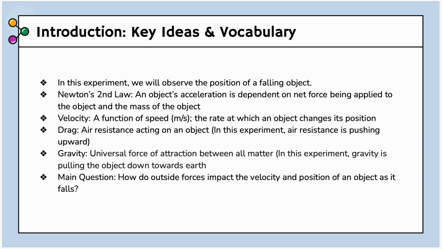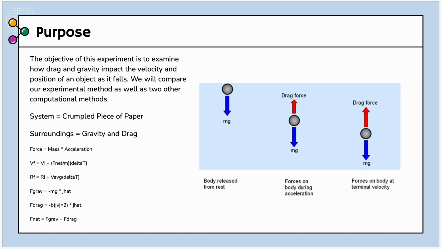And then the main question is, how do outside forces impact the velocity and position of an object as it falls? So the purpose of this experiment is to examine how drag and gravity impact the velocity and position of an object as it falls. We're going to be comparing our experimental method as well as our two computational methods. Our experimental method is just our data and tracker, and our first computational method is going to be just gravity acting on the object, and then our second is going to be gravity and drag.